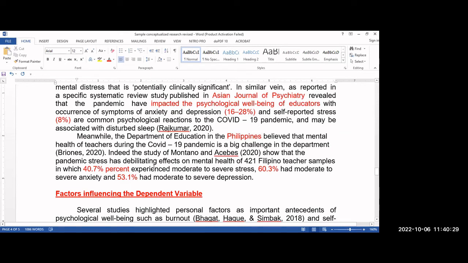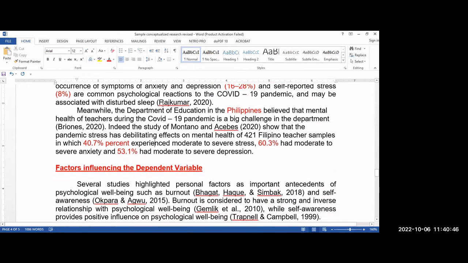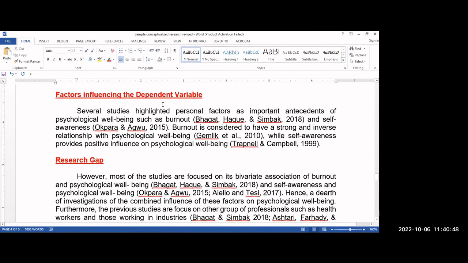Meanwhile, the department or in the same way, so pwede din yan. So you connect paragraphs. And what are the percentage statistics to show the problem in the Philippines? So place that one in the first part of introduction. Another is factors influencing the dependent variable. So kanina na find out natin na burnout and self-awareness.